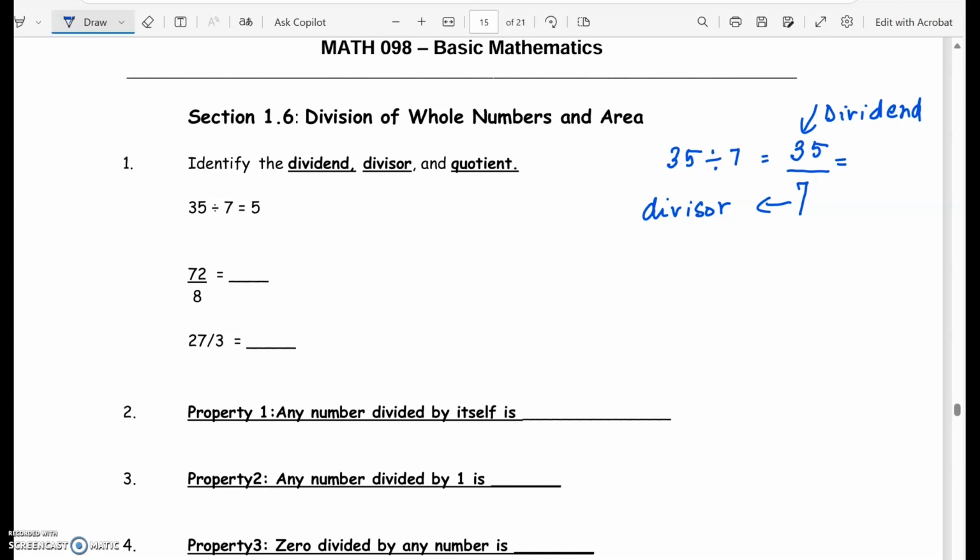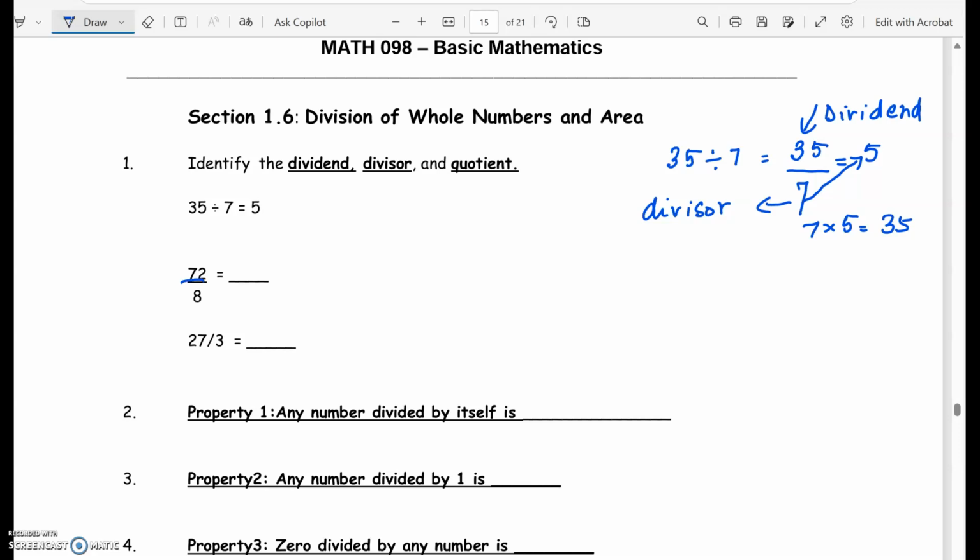35 divided by 7 is 5. 7 goes 5 times into 35. Another way of checking would be to multiply the 7 and the 5 and check if we get 35.